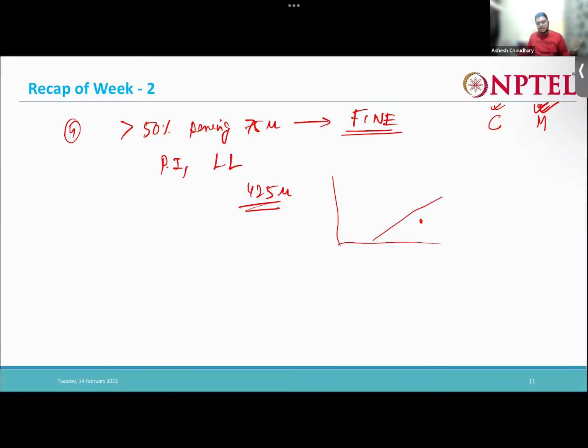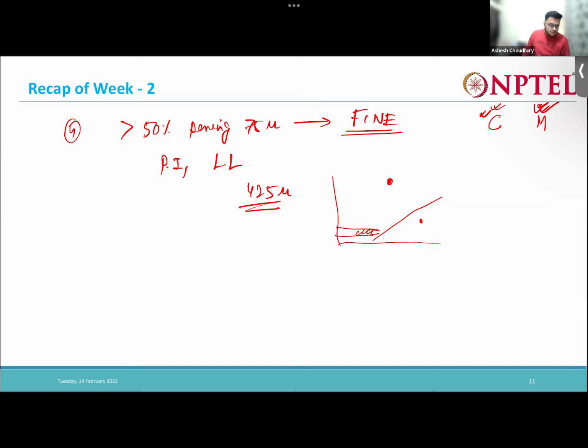It will be silt. And if it falls above the A line, it will be clay. And one more thing you have to remember is your hashed portion. If it falls in the hashed portion, it will be dual classification, CL-ML, or the other two cases which we already discussed in the previous slide. You also always keep this in mind.